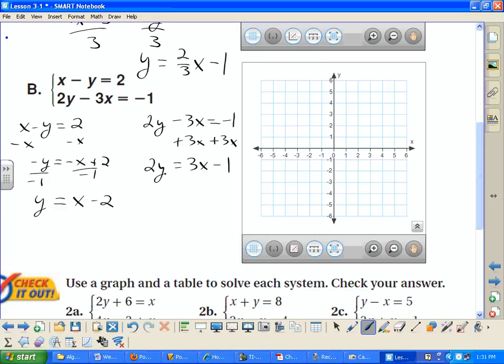So we add 3x and then divide by 2. We get y equals 3/2 x minus 1/2. It's important that you're able to solve for y to make your graphing easier, or you can use the intercepts. It really doesn't matter in this case which way you use to do it.